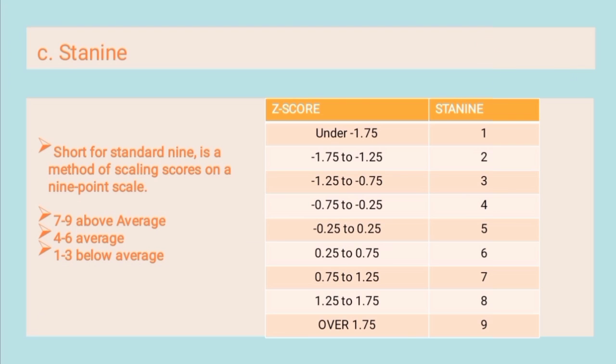Stanine, short for standard nine. It is a method of scaling scores on a 9-point scale. So these are the levels of stanine. 1 to 3 is below average, 4 to 6 is average, 7 to 9 is above average. So you can see in the table the equivalent of Z-score into the stanine. Later we will be needing this table. So this is the example of stanine.